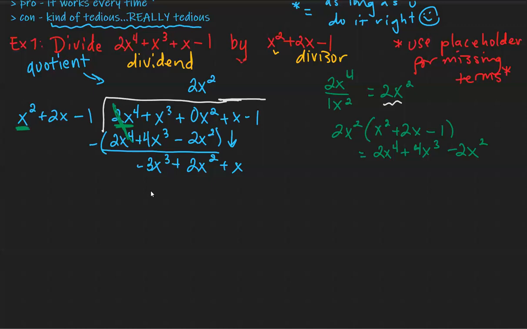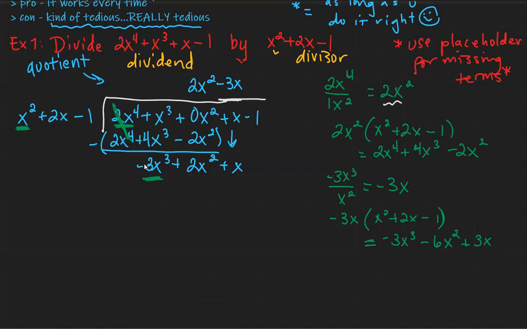How many times does x squared go into negative 3x cubed? Okay, if you need to do that math on the side, do it. Negative 3x cubed divided by x squared, that's going to be negative 3x. First of all, since I know how many times it goes into it, minus 3x, I lined that up with my x term. Then negative 3x times x squared plus 2x minus 1, we get negative 3x cubed minus 6x squared plus 3x.